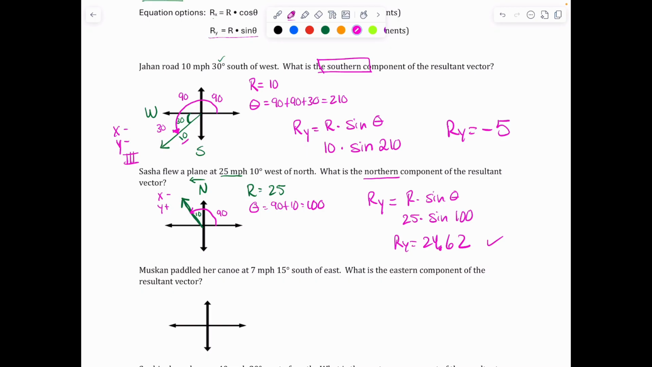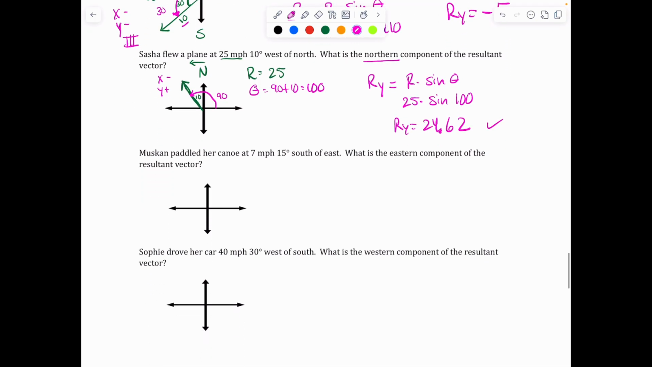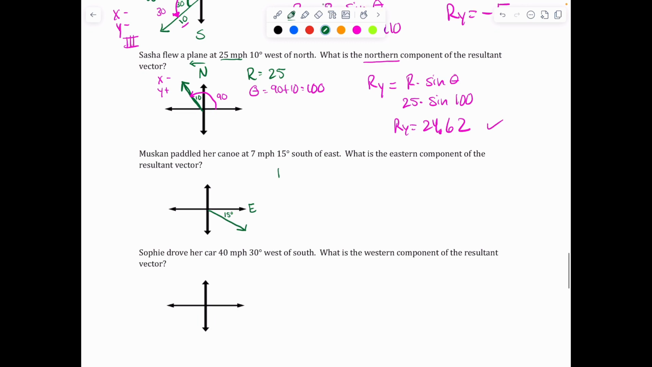Take a look at the next one. Here, Muskan is going to paddle her canoe at 7 miles per hour, 15 degrees south of east. So here is east. This one's a little trickier. We're going to just draw it here for now, and we're going to say this is 15 degrees south of east. Now, we know that our r vector is going to be 7 miles an hour.